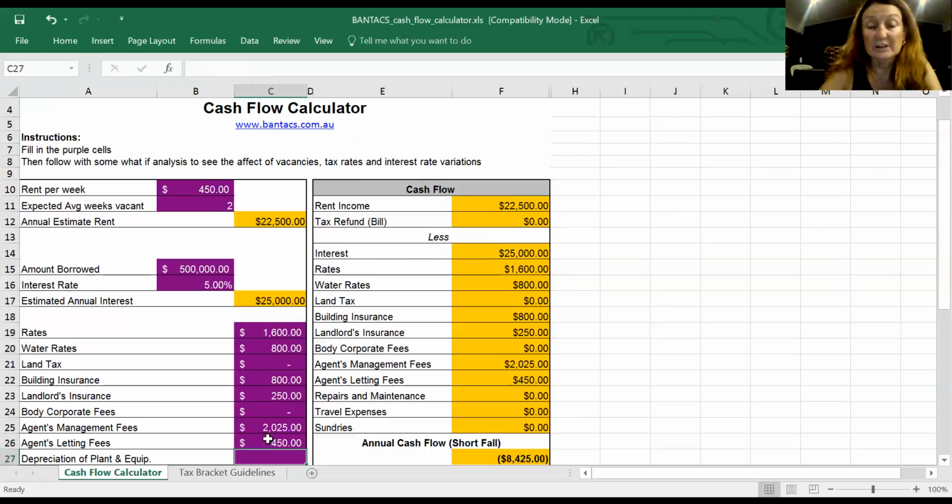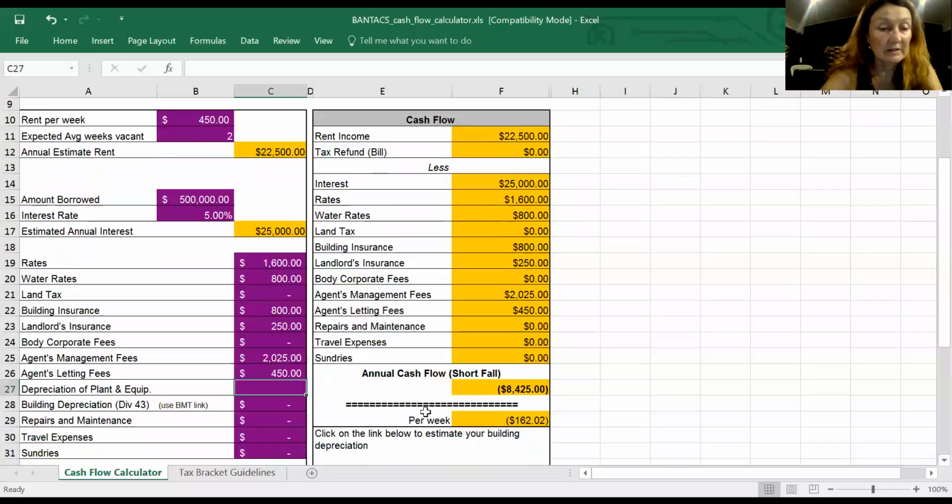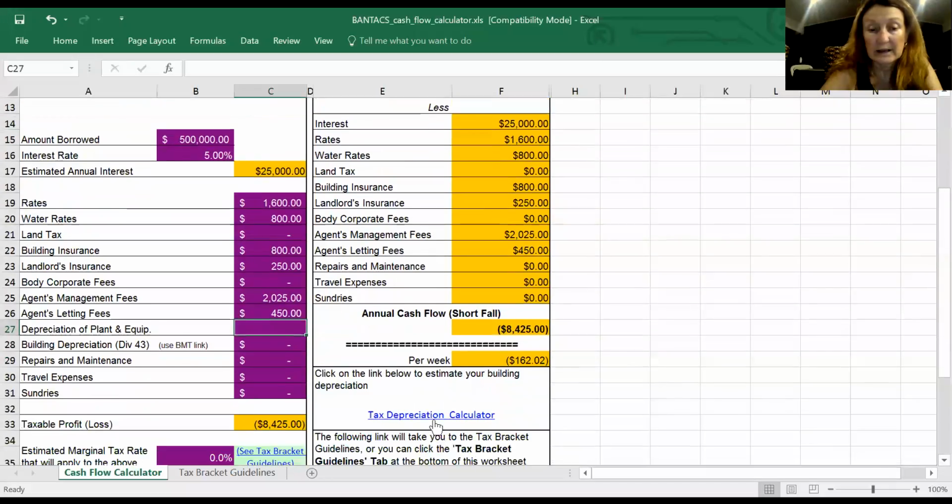Now, depreciation. Obviously, you're not going to go to the cost of purchasing a depreciation schedule for every property you're considering to buy. We have a little trick, and that is, if you click down here on this spreadsheet, it will take you to a page on our website that will estimate the depreciation using a BMT calculator. So I'm just going to stop share here, then go to share again, and I should be able to pull up the website. There it is.